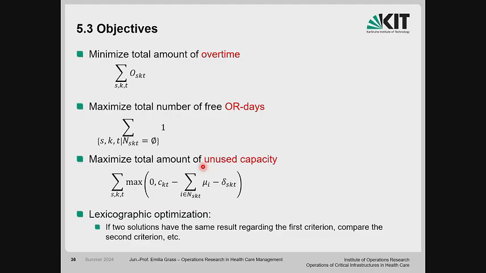Okay, so you could have different objectives. The first of all is to minimize the total amount of overtime, because we don't want to work more than necessary. So we simply sum up the overtime over all specialties, operating rooms, and days. But only minimizing the total amount of overtime might not be very beneficial. Do you know why? Why should we also use additional or alternative objective functions?